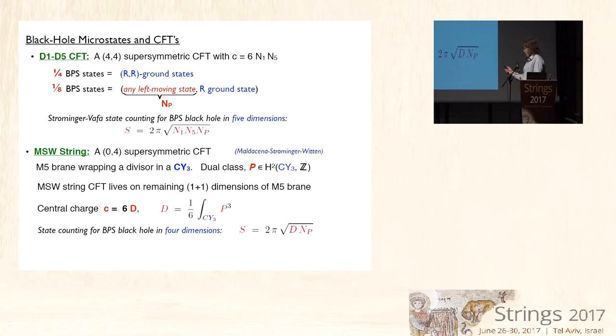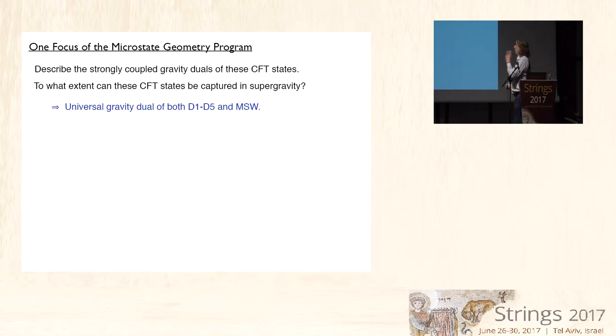There are variations on this theme, but these are two of the standard ways of getting at the state count. One of the focuses of the microstate geometry program is to look at the strongly coupled gravity duals of these CFT states and to what extent you can replicate them within supergravity. The technique I'm about to use will give you both a picture of the states in D1, D5 and in MSW, at least to a limited extent.